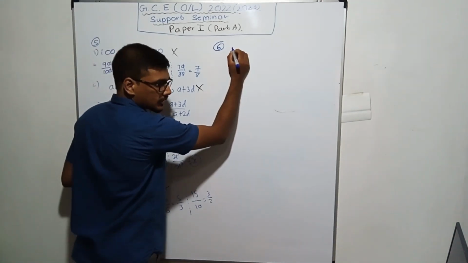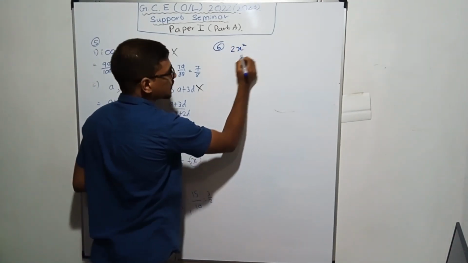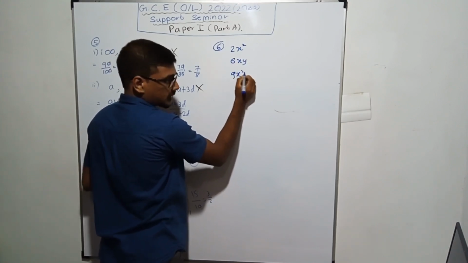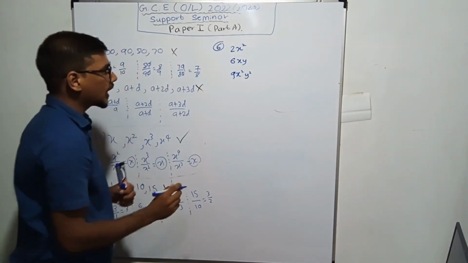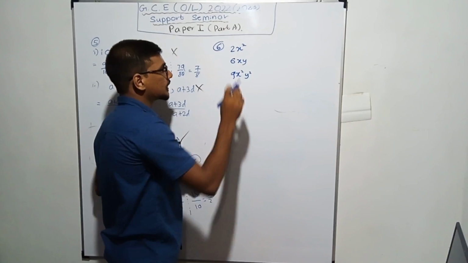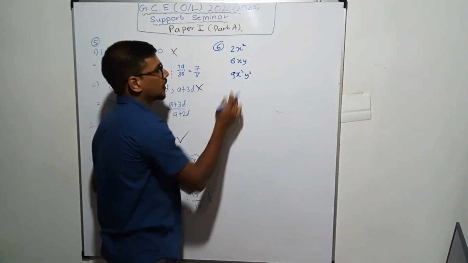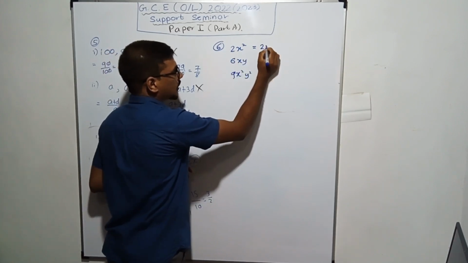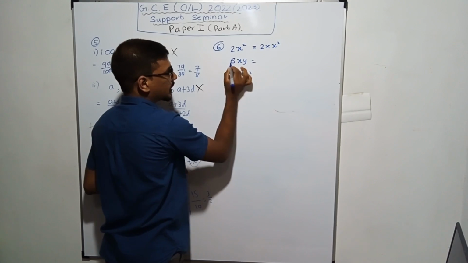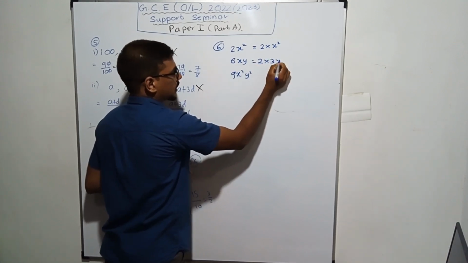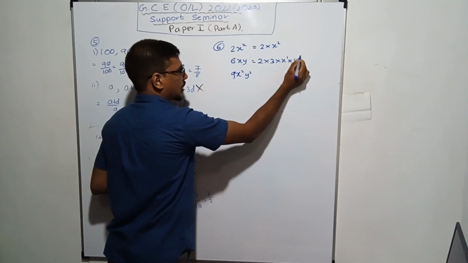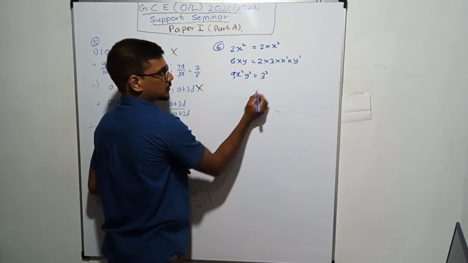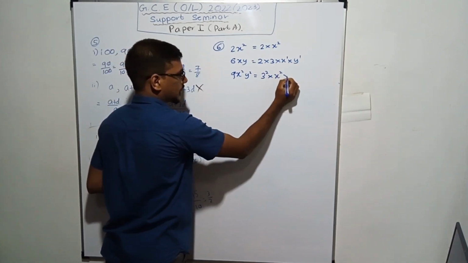LCM we have to find. 2x squared, 6xy, 9x squared y squared. When they have asked you to write the LCM, you have to take the highest powers of each and every term. So first of all, we will write this as a product of its prime factors. This will be 2 times x to the power 2. This can be written as 2 times 3 times x to the power 1, y to the power 1. This can be written as 9, which is 3 to the power 2, times x squared times y squared.